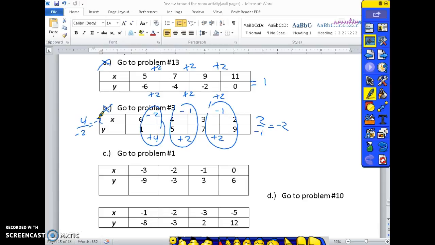For C, -3 to -2, you add 1. -2 plus 1 is -1. -1 plus 1 is 0. -9 plus 6 is -3. -3 plus 6 is +3. 3 plus 6 is not 12. So this is not linear, which takes me back to problem 1. So I have finished my around the room game.